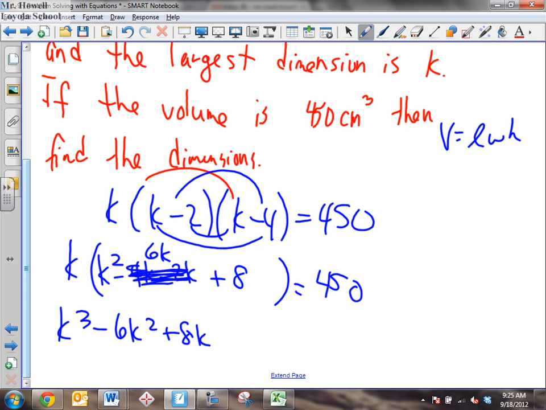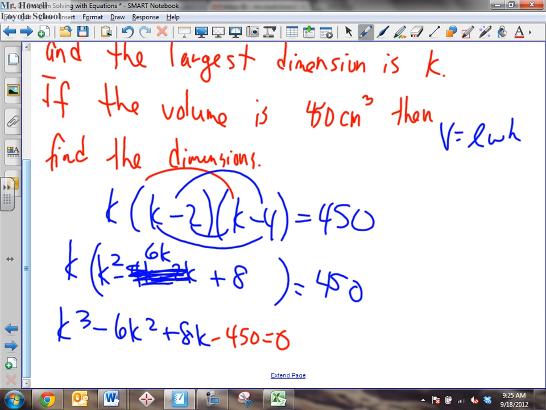Now, in order to solve this problem, I really need to move the 450 over. So Manny, what would the 450 look like on this side of the equation? It's positive over here, so if it's positive on one side, if you ever move anything over, it's negative. Very good. Now, anybody remember from Algebra 1 how to solve this? Did you learn how to solve this? I don't remember if you did.